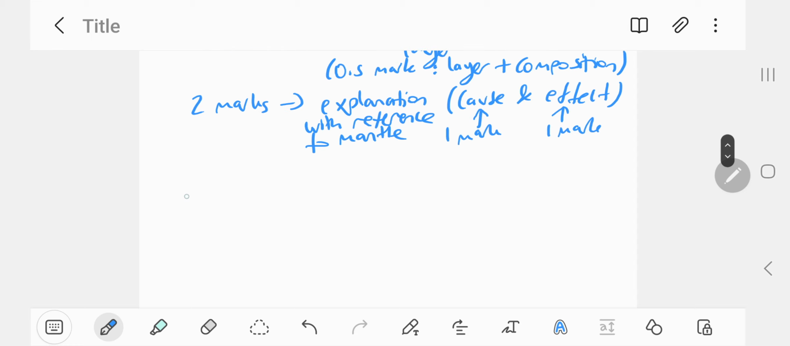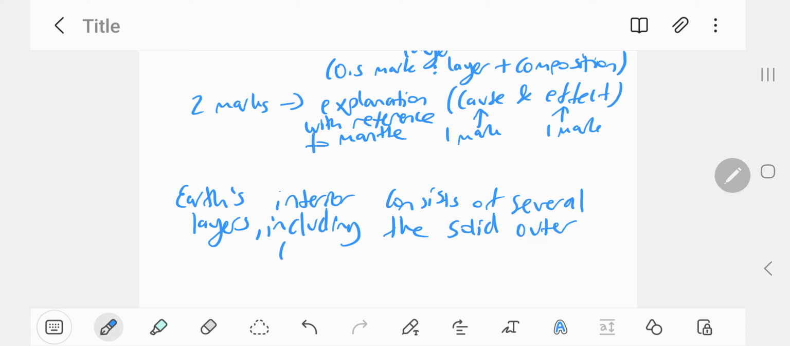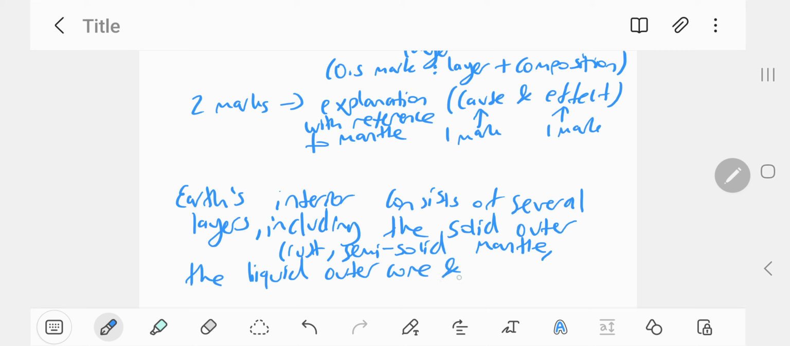So here's how I would answer this question. I would start off by saying that Earth's interior consists of several layers, so full sentence, straight to the point, including the solid outer crust, the semi-solid mantle, the liquid outer core, and the solid inner core. So that's 2 marks right there.